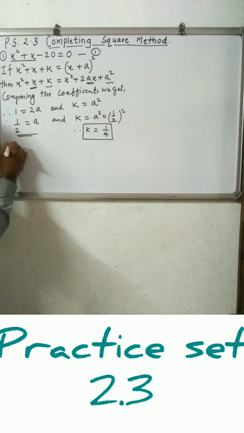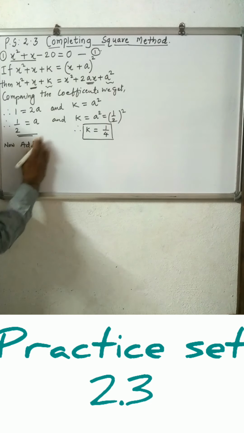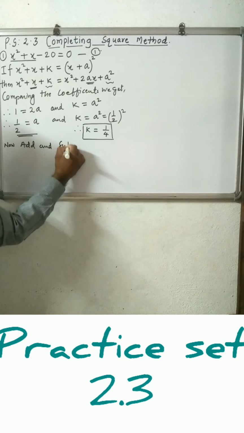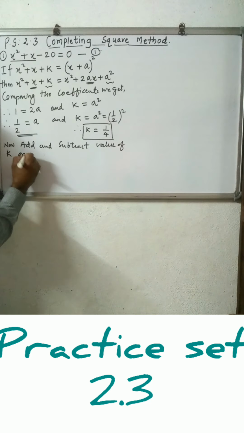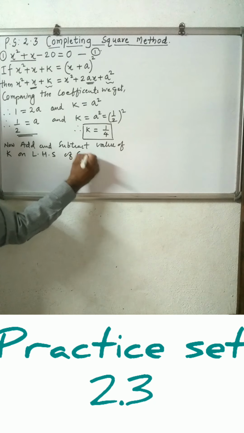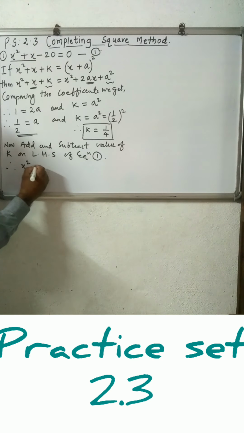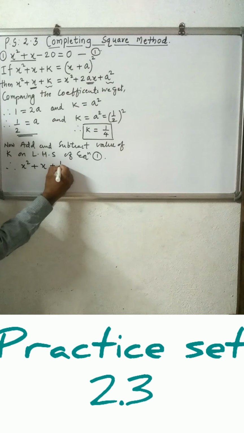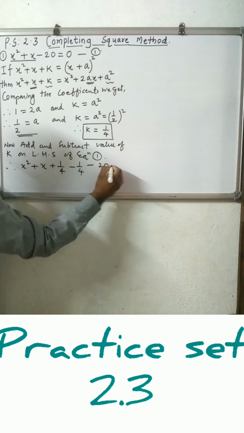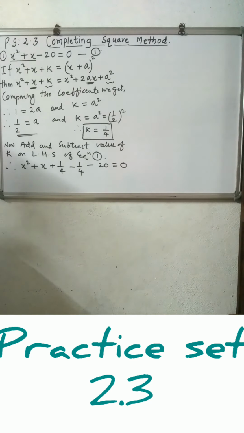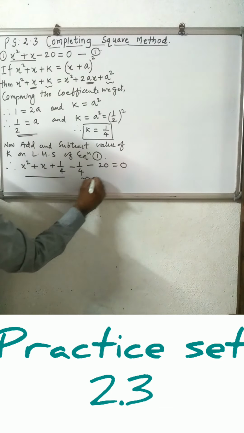So now add and subtract value of k on left hand side of given equation first. So therefore adding and subtracting, x square plus x, add 1 upon 4, subtract 1 upon 4. So the value of the equality doesn't change, minus 20 is equal to 0. Now this part is a complete square and this part we have to simplify.